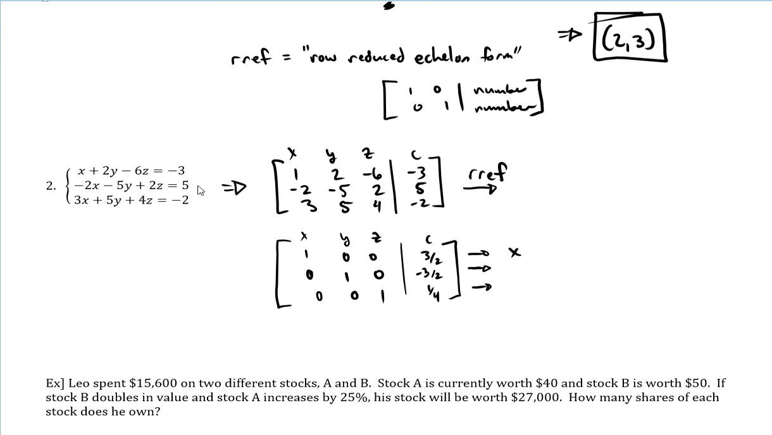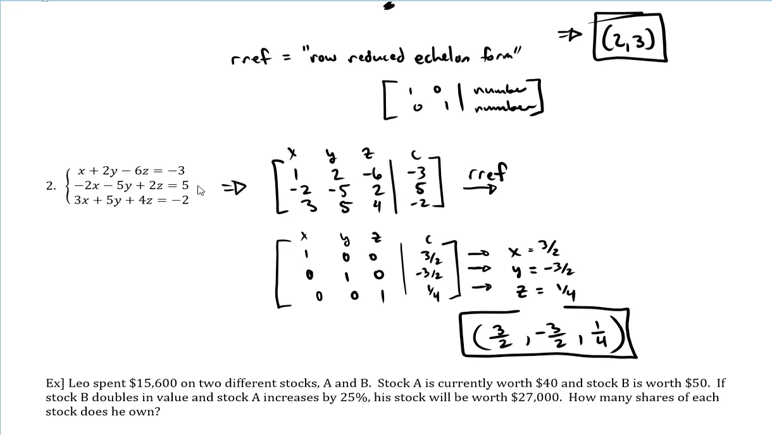So this first row is 1x, 0y, 0z. I don't need to write those. So 1x equals 3 halves. Here we've got 0x, so really just 1y, 0 z's, equals negative 3/2. And then 0, 0, 1 means I've got 1z, and then equal to 1/4. And so our answer, again, it's usually in alphabetical order, 3/2, comma, negative 3/2, comma, 1/4. So it's an ordered triplet. There's 3 coordinates now. There's our x, y, and z.